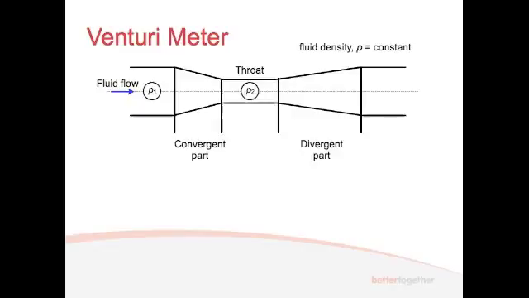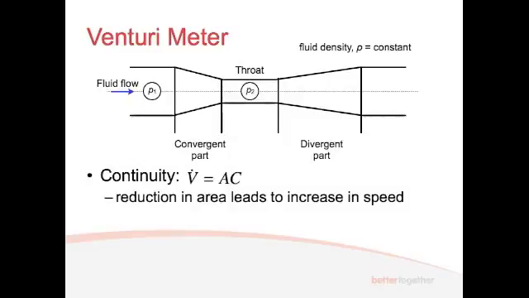And we know from continuity that V dot, the volumetric flow rate, equals A times C. Because of this relationship, we know that as the area reduces, the speed increases. This is like the example I showed you a few weeks ago with the ping pong ball. The area around the ping pong ball was reducing, so the speed went up.